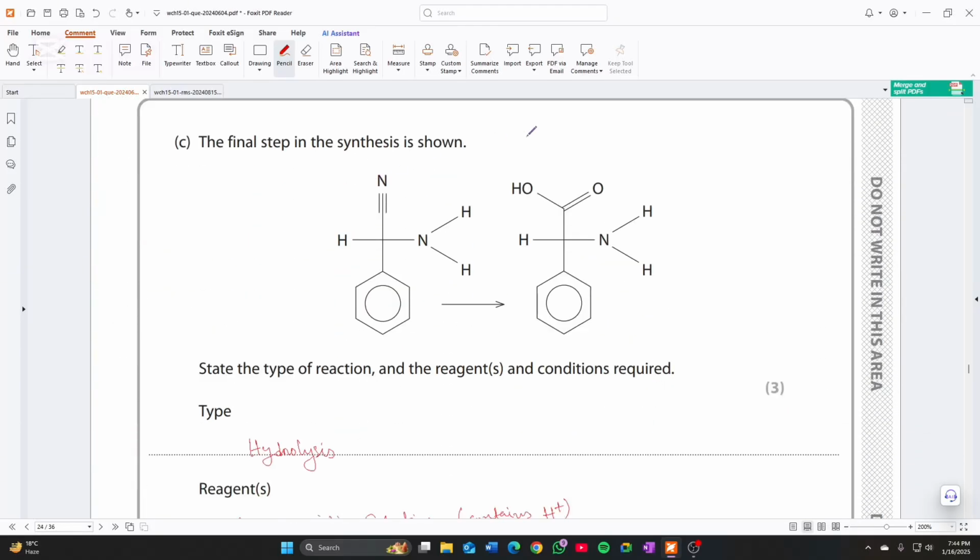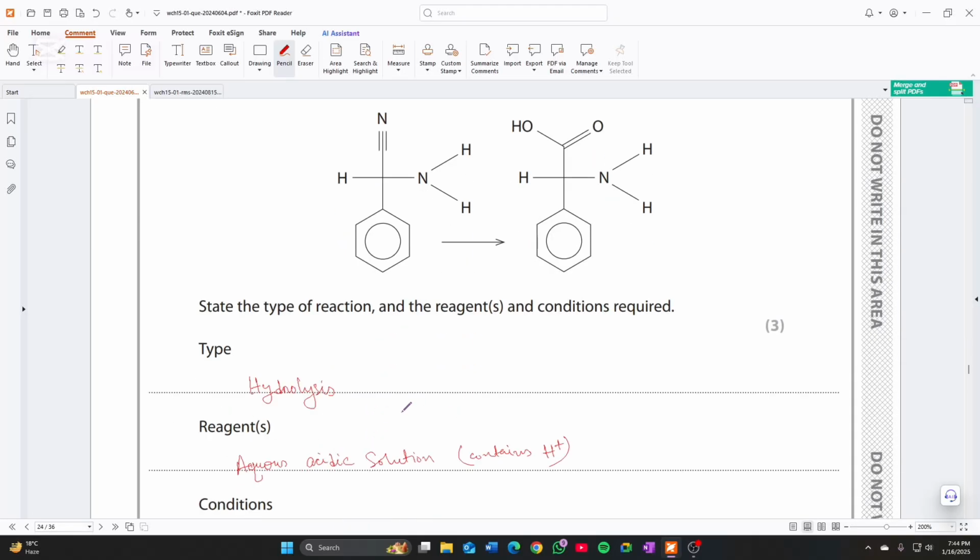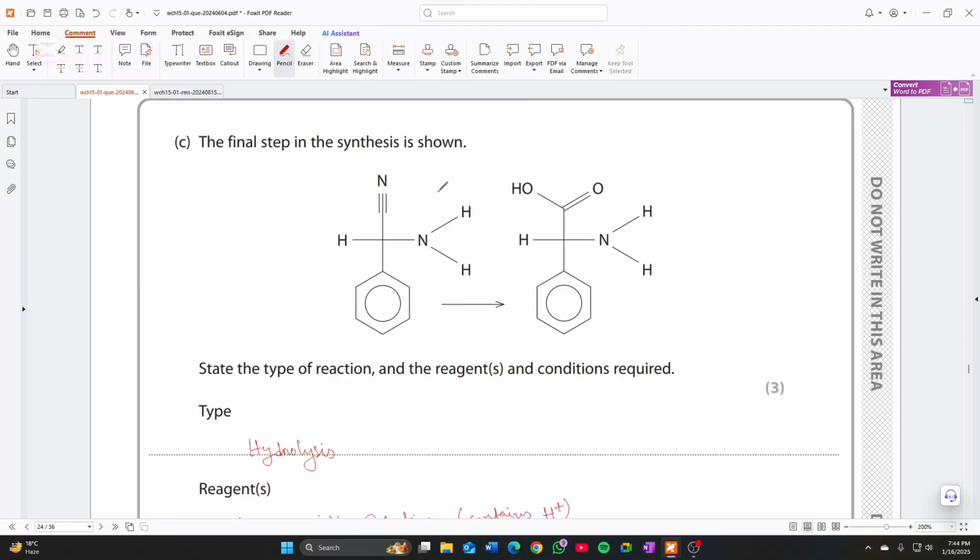Okay, the final step in the synthesis is shown. This CN is hydrolyzed to a carboxylic acid group. So the reaction type is hydrolysis. The reagent used is in acidic solution. We use an acidic environment for this hydrolysis, and the conditions are heating under reflux. So for this kind of reaction, we add H2SO4, and then we heat and reflux the solution, and we get hydrolysis.